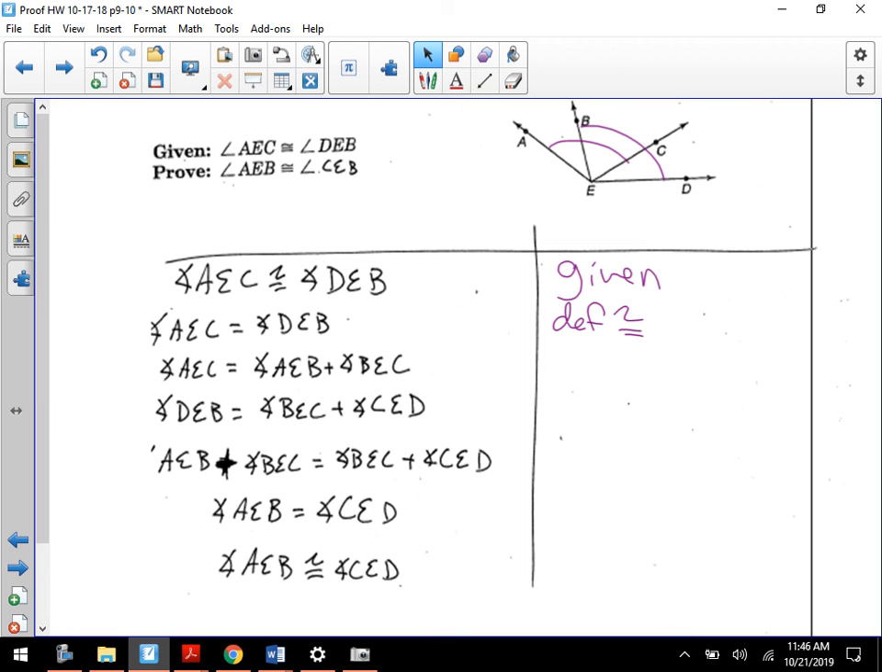Okay. Now, it talks about one angle is made up of two other angles. That's a pretty dead giveaway of what? What kind of addition? Angle addition. Not segments, because they're angles. So angle AEC, AEB, BEC, okay, we got that. Angle DEB is made up of two smaller angles. What do you think that one is? Same thing, isn't it?